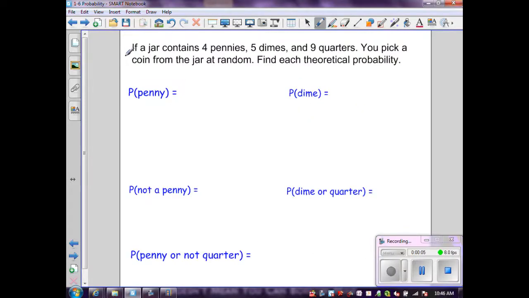If a jar contains 4 pennies, 5 dimes, and 9 quarters, you pick a coin from the jar at random. Then they want you to find each theoretical probability. Here, the event that I want is the probability of selecting a penny.